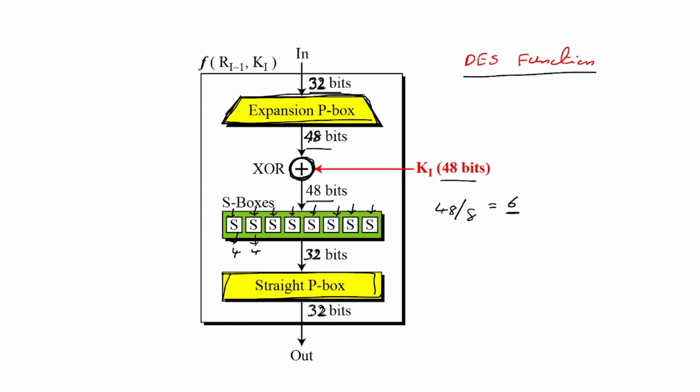The expansion P box expands the number of bits: 32 bits will become 48 bits. After that we perform the XOR operation on the output of the expansion P box and the round key. We are using the round key here only. The output of the XOR operation is given as input to the 8 S boxes. The output of all the S boxes is 32 bits, and these 32 bits are given as the input to the straight P box. After that we get 32 bits, which is the output of the DES function. We need to perform this in each round.